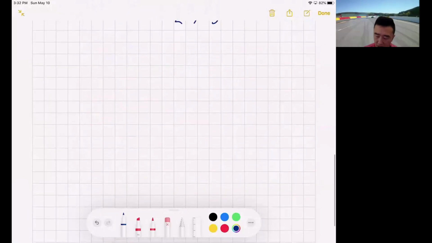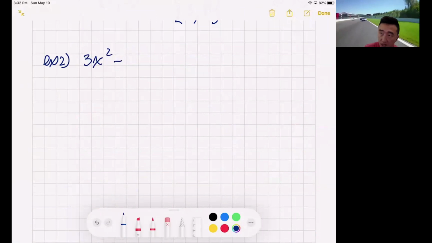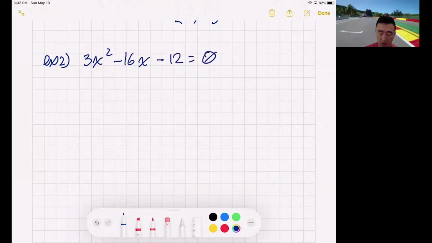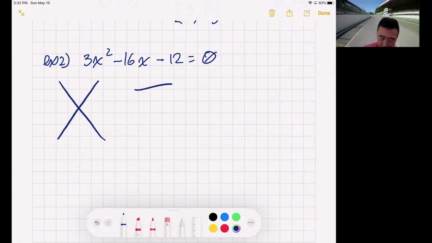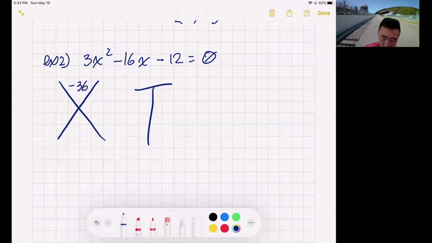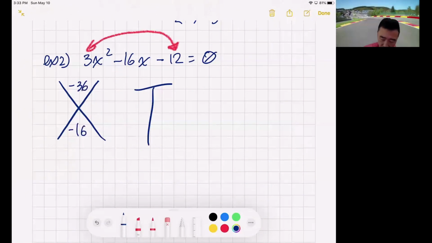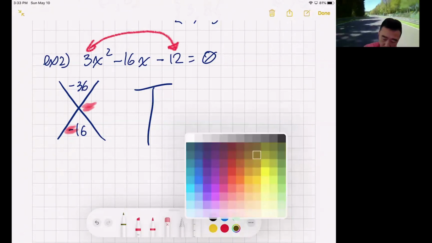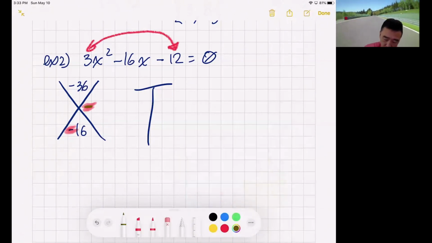So what happens if a is not 1? Example number 2: 3x squared minus 16x minus 12 equals 0. Okay, again, it has to equal 0. I'm going to go ahead and do the factorization. Negative 36, and where the heck do I get that? I multiply these two together, 3 and negative 12. Negative 16, these two are the same, which means this one is going to be negative, and this one is going to be positive. So I know that much, okay?